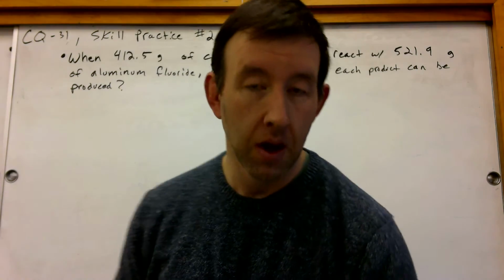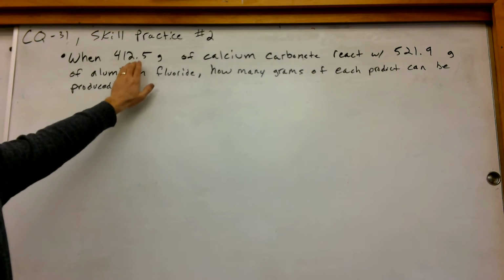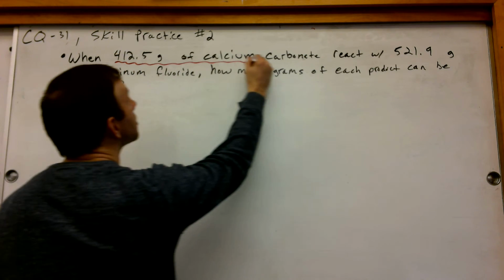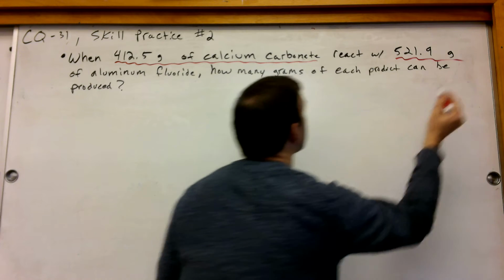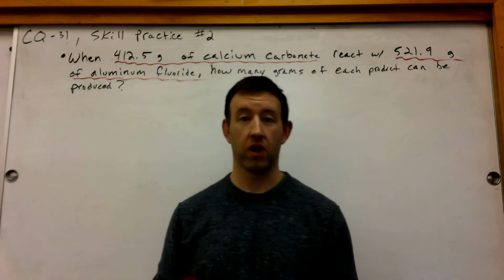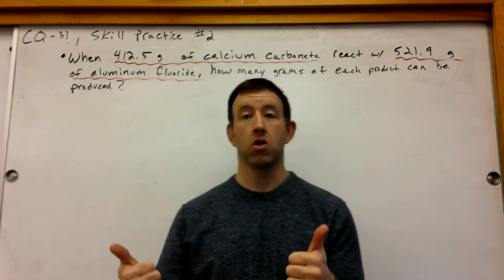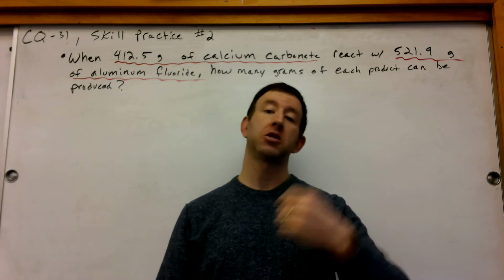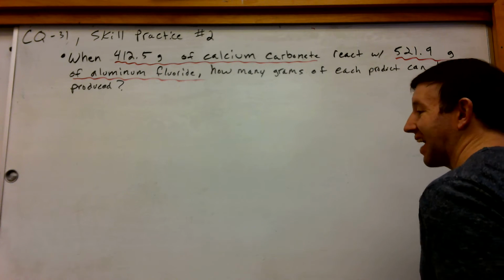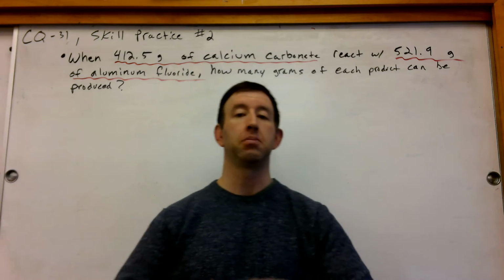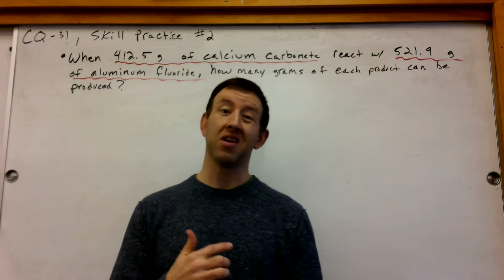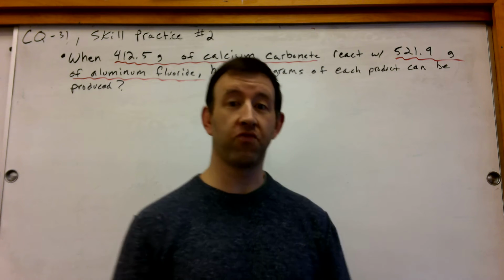All right. And so here is the question itself with 412.5 grams of calcium carbonate, right? So we're given two different amounts and 521.9 grams of aluminum fluoride. So those are our two reactants, right? We want to figure out which of those is going to be limiting how much product we get, right? Because often in a question like this, you don't have an exact stoichiometric ratio where they're both going to be completely consumed. Typically in a question like this, one of them will be completely consumed and one of them will have some leftovers, right? That's kind of how this functions.